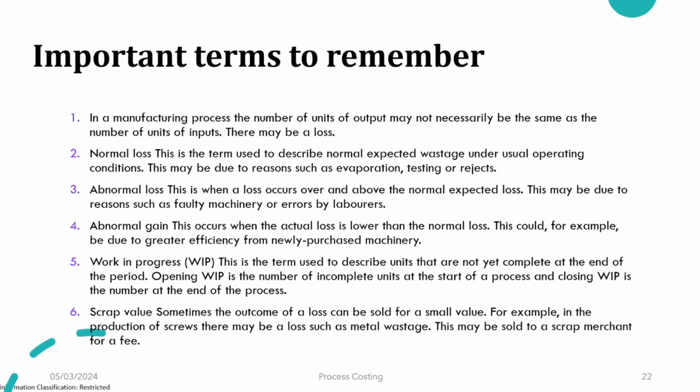For example, in the production of screws or screwdrivers, there may be a loss, such as metal wastage. This metal wastage and the defective items can be sold. Then they are called scrap value. They need to be added into the accounting process because there is some kind of gain. In that case, the losses may be reduced. If it's normal losses, then because something can be sold, the normal losses are actually reduced, and this needs to be taken into account in the costing.